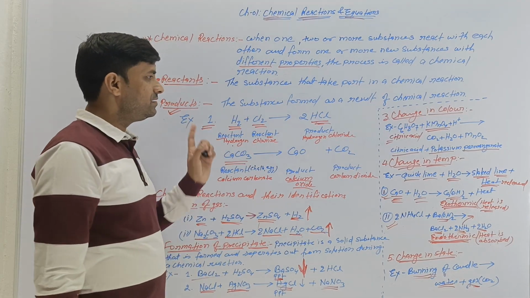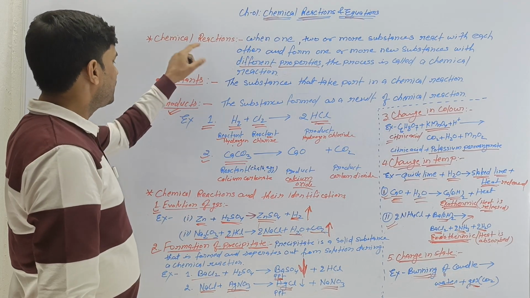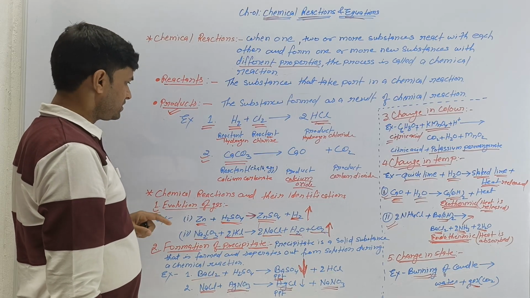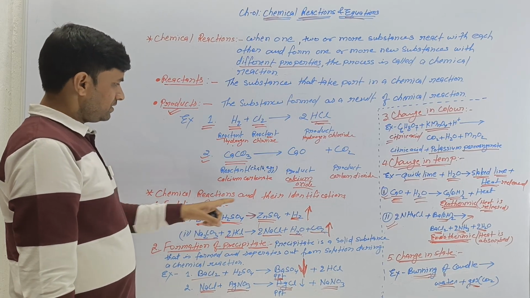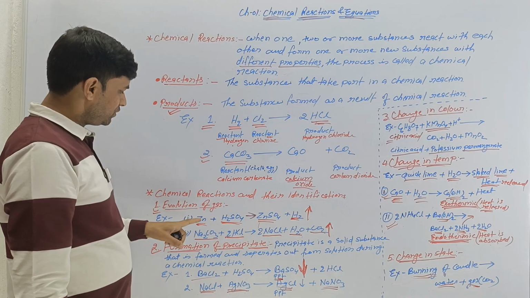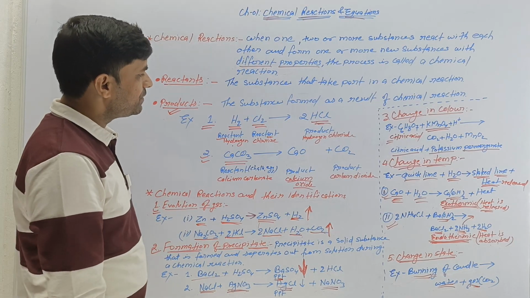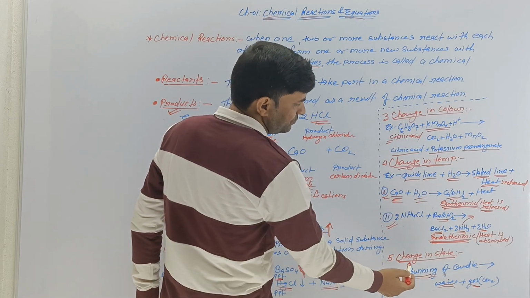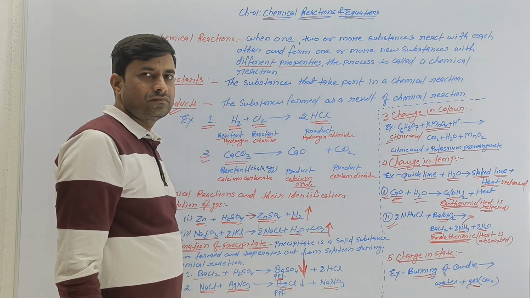So let us recap all about chemical reactions. What a chemical reaction is: reactants, products, plus their identifications, that is evolution of gas, formation of precipitate, change in color, change in temperature, change in state.